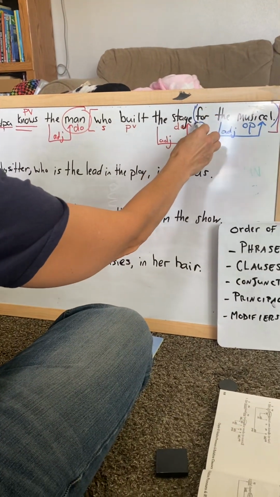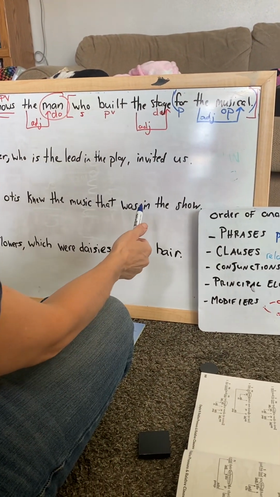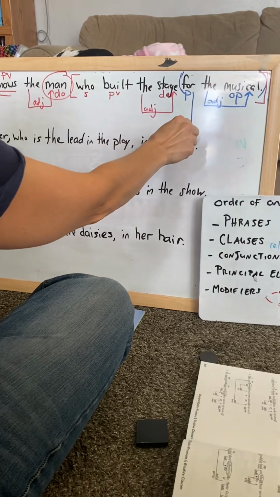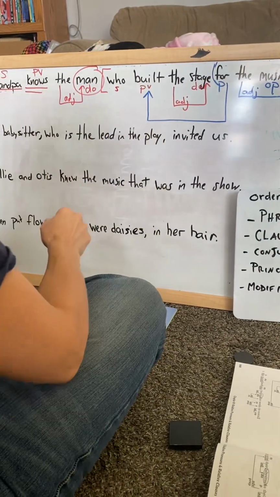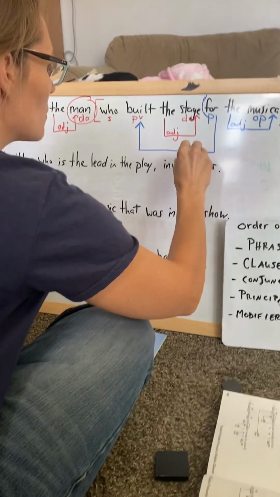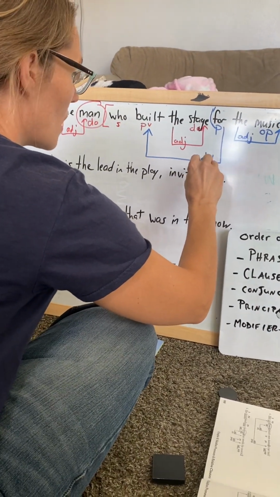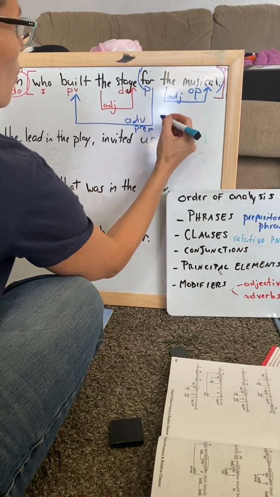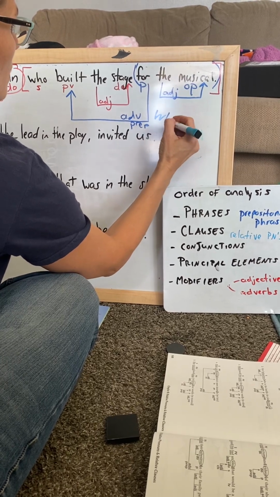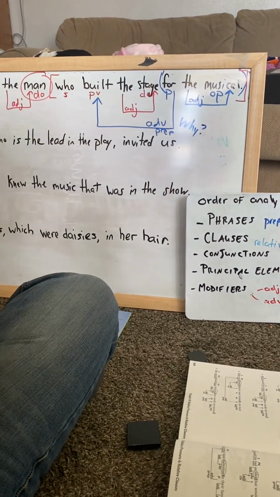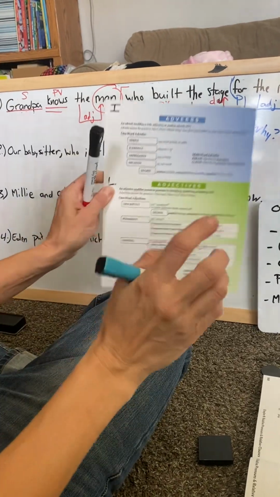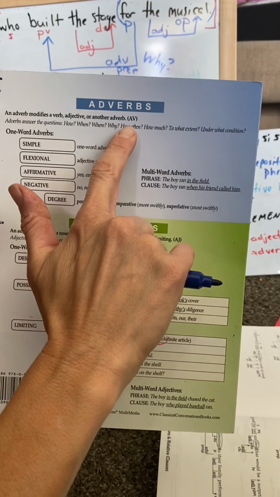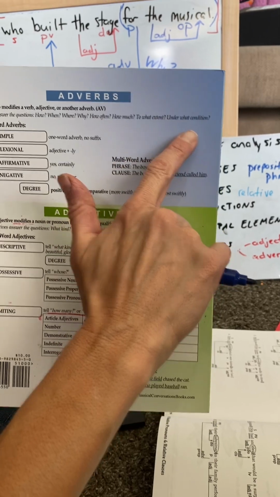Our prepositional phrase is telling us more about stage. Why it was built. Why was it built? For the musical. So this is an adverbial prepositional phrase. Okay, it's telling why, right? It's answering the question why. Can you see this? If you remember, an adverb answers the question how, when, where, why, how often, how much, to what extent, under what condition.